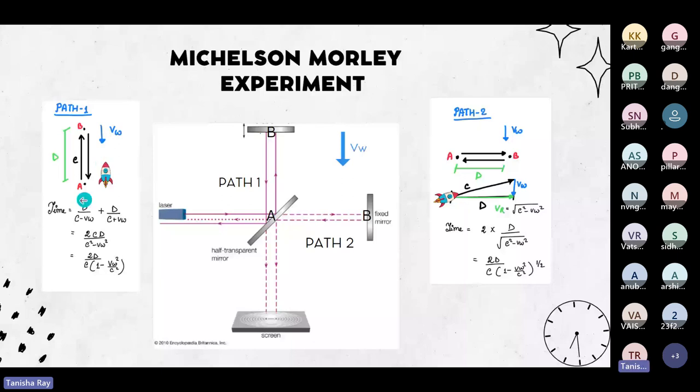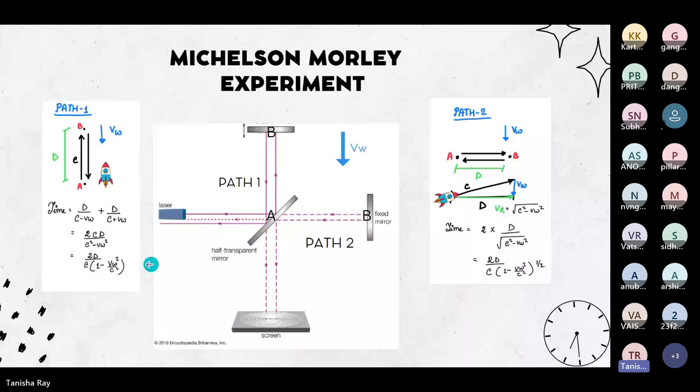Similarly, in the return trip, since it will be flying along with the wind, it will have a resultant velocity of C plus VW, and the time taken will be D divided by C plus VW. And so we add these times to get the time for this entire round trip, and it comes out to be this.